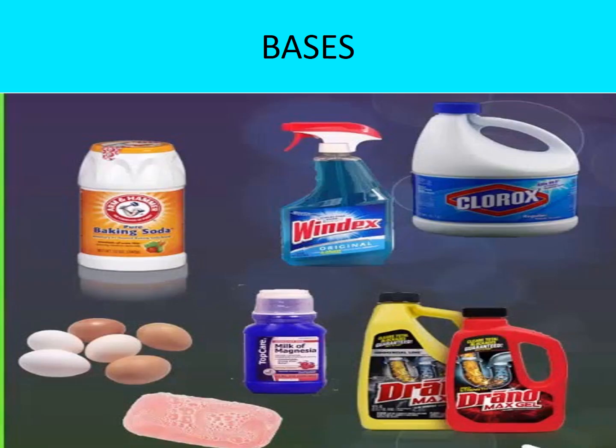In this slide, as you can see, some bases are shown over here. ये भी सब हमें घर में भी दिखते हैं, काफ़ी सारी चीज़ें इसमें से. And this soap which we are already using, this soap is also a base. Baking soda, window cleaner, drain cleaners, all these are basic in nature.